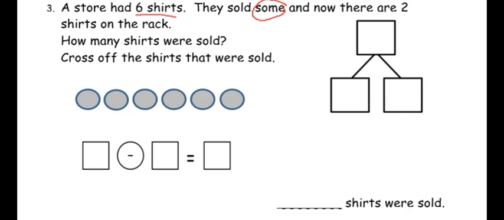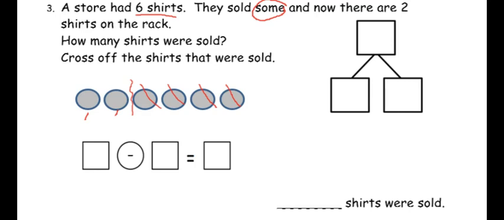So I'm going to count out those 2 shirts that are left. I can kind of divide that out and then cross off the remaining shirts, because those would be the shirts that were sold if there were only 2 left on the rack. And again, we can see that there are 4 shirts that we crossed off, so that shows the shirts that were sold.